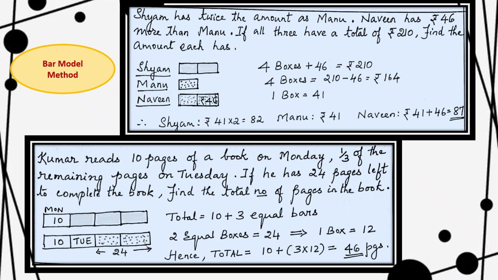It is obvious that one box is 12, so 3 boxes are 12 into 3. So you can find the total by adding 10 to 3 equal boxes. 2 equal boxes are 24 and one box is 12. So the total is 3 into 12 plus 10. So that is how the whole statement problem is brought down to a pictorial representation which makes it easy to solve.